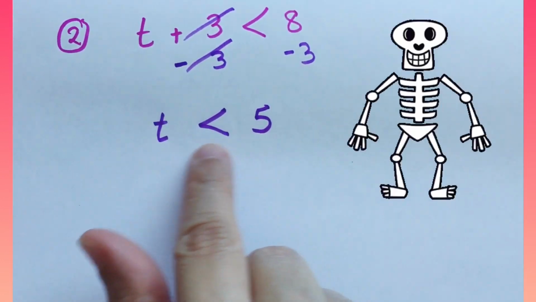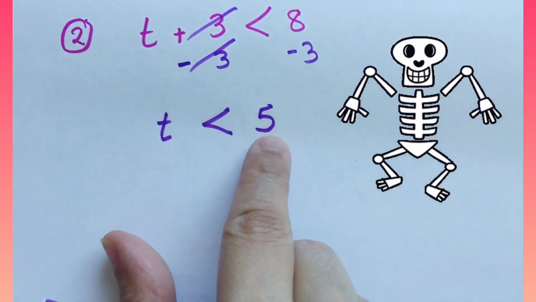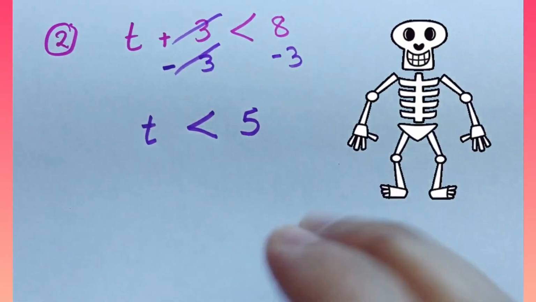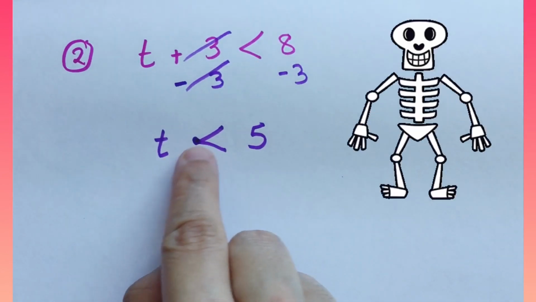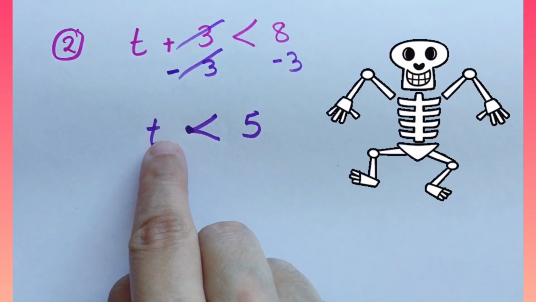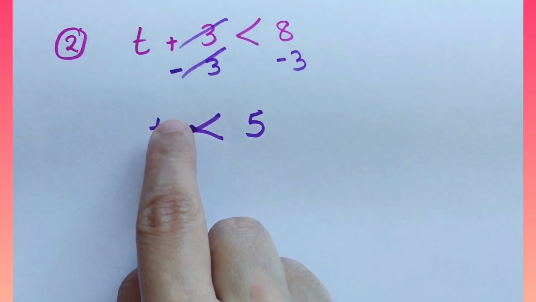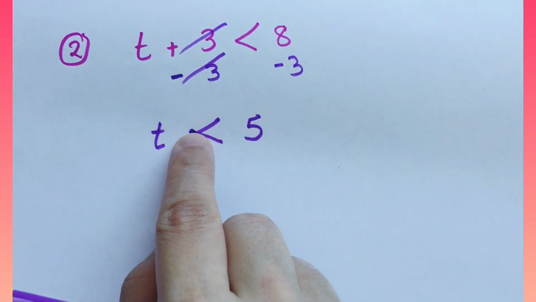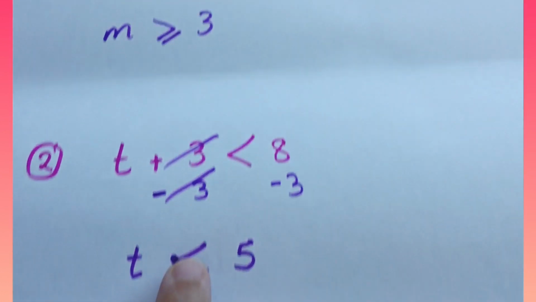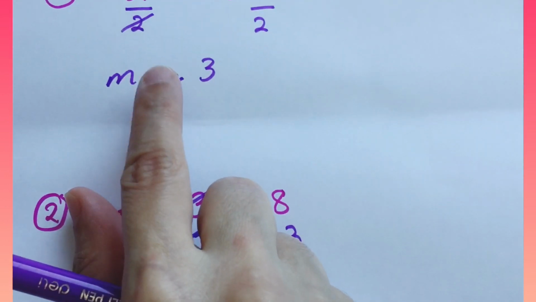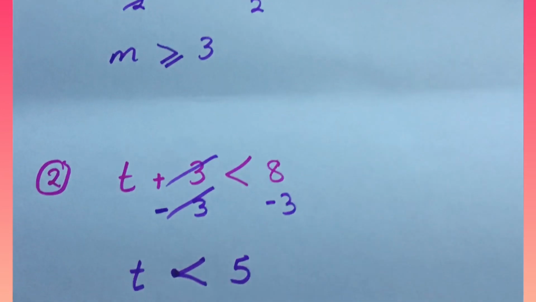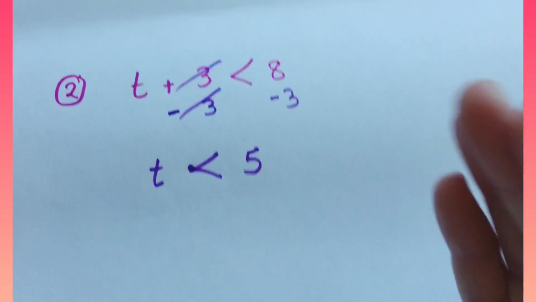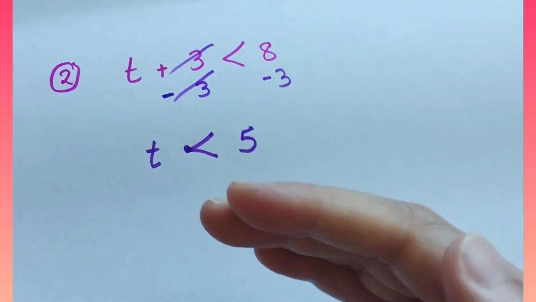So how we read this inequality? T less than 5. Why it's less? Because it's closed from the side of the t. So if it's closed from the side of the variable, so it is less than. If it's open like this one, so it will be greater than. So it depends on the sign, if it's open or closed from the side of the variable.